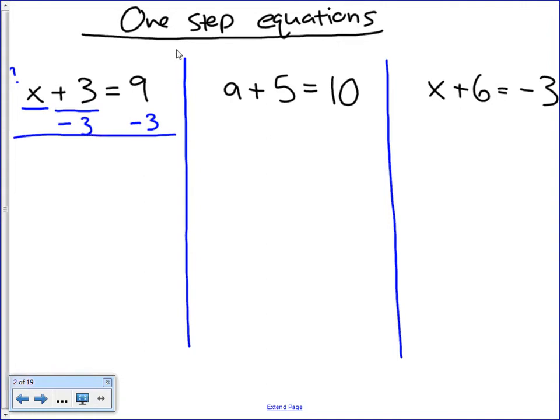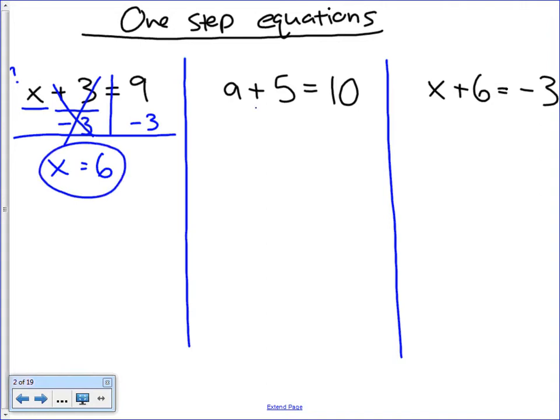Okay, so let's work this out. The positive 3 and the negative 3 are going to zero out, so all you're left with on the left side is an x. And then on the right side of the equal sign, I have 9 minus 3, which is going to give me 6, which is what we said at the start: x equals 6.